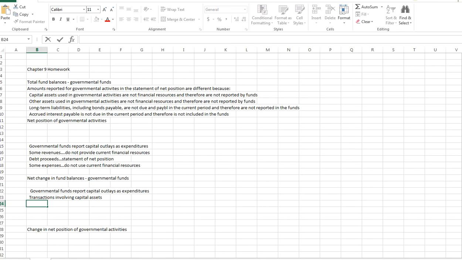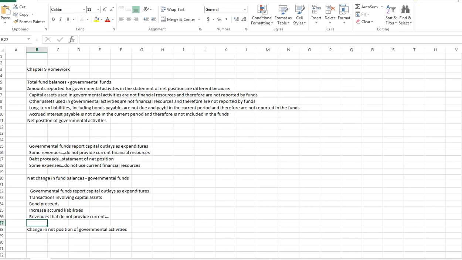Again, watch your pluses and minuses. Bond proceeds, be looking at the impact they have on each one. Increase in accrued liabilities. And revenues that do not provide current financial resources. And then you'll reconcile that as well.